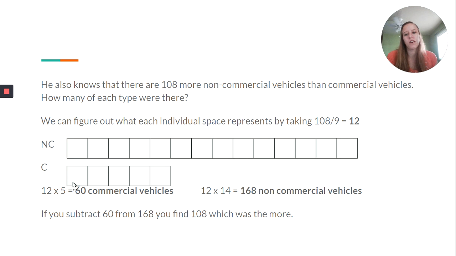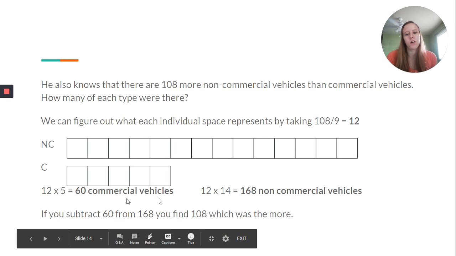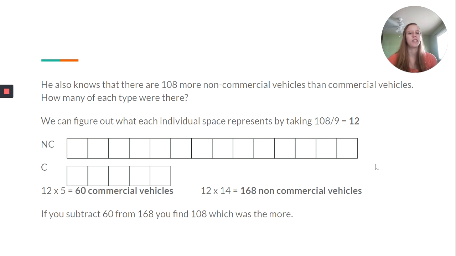So we can take 12 times 5 to find there are 60 commercial vehicles, and 12 times 14 to find there are 168 non-commercial vehicles. And then you can check that again. 168 minus 60 is 108, which was the more vehicles that the county superintendent knew.